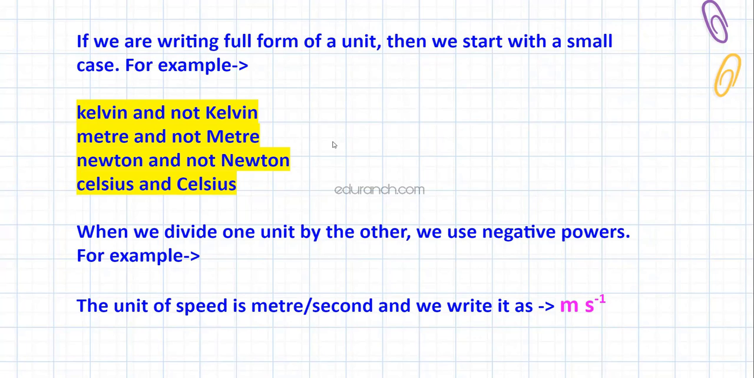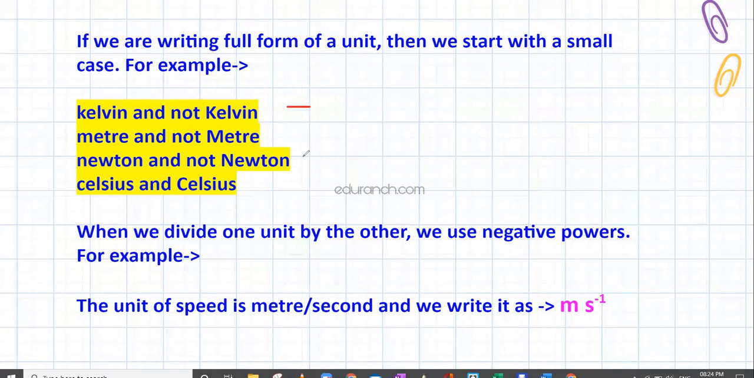Okay, now here, don't get confused with Kelvin, Newton. Only when you are writing it in the short form, we write the capital K, capital N. But when we are writing the full form, we start with a small k, small n. Hope you got the difference.